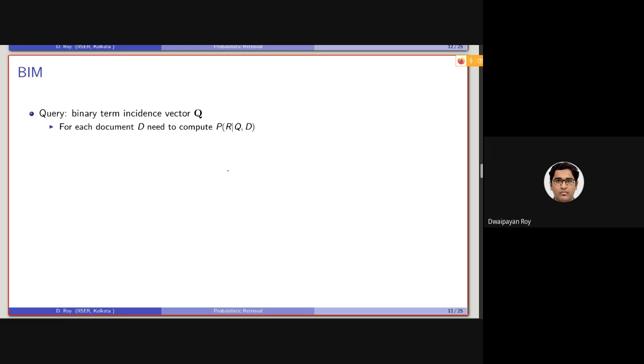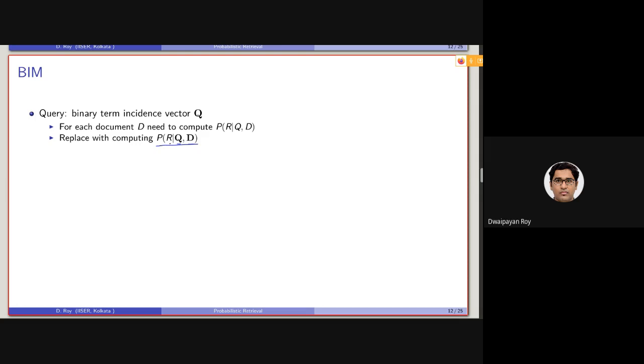So in the binary independence model, the query will also be considered as a term incidence vector. Now for each document D, we need to compute the probability of R, that is relevance, given the query and the document. Instead of computing this, we'll replace Q by the vector of Q, and D by the vector of D. This is the notation of vector, so you can see they are different: it is in bold and this is in simple italics. So we will compute the score based on the probability of relevance given the vector of Q and the vector of D. Now we'll be using an odds ratio.